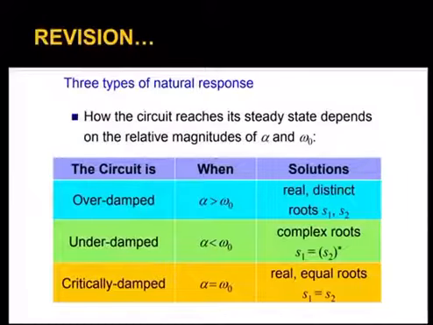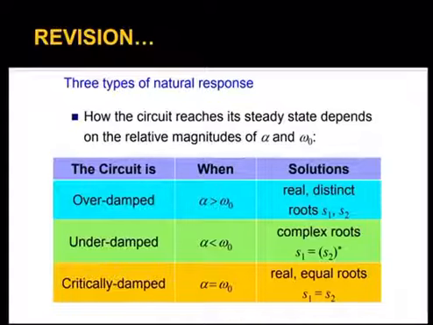Okay, this is a revision. As we noted in the series RLC circuit, we already learned about the 3 types of natural response: overdamped, underdamped, and critically damped. Each response is different in terms of alpha and omega naught. The overdamped case happens when alpha is greater than omega naught, where you have real and distinct roots. So S1 and S2 are both real and distinct.